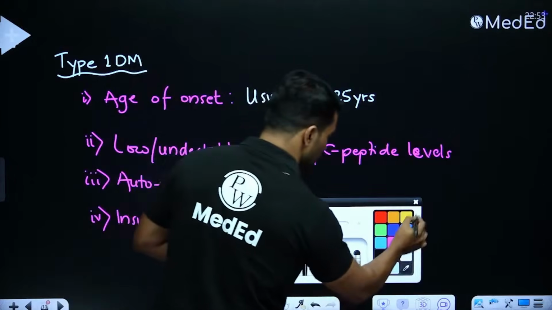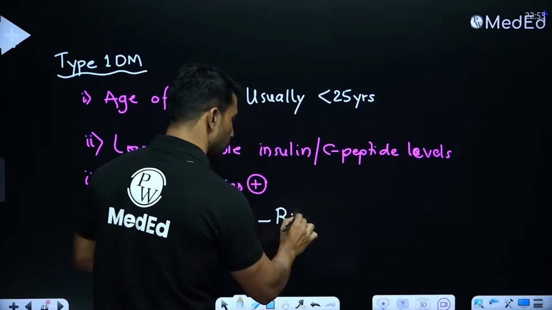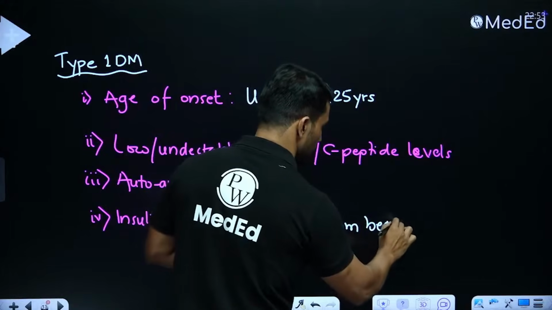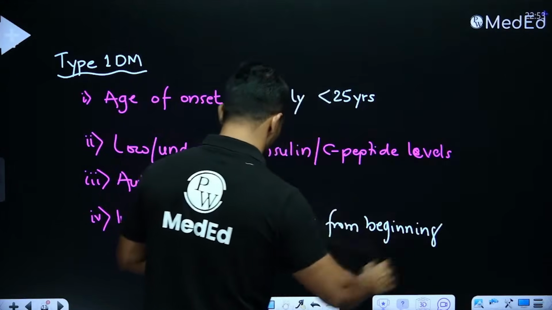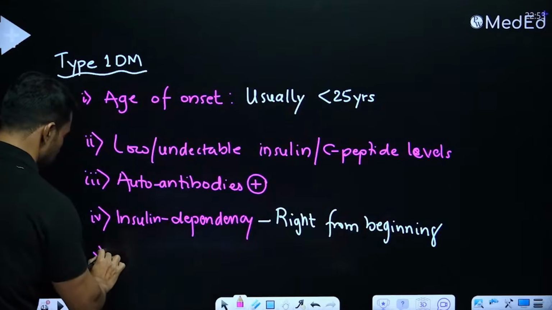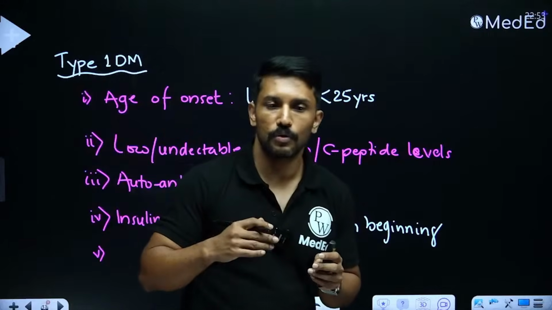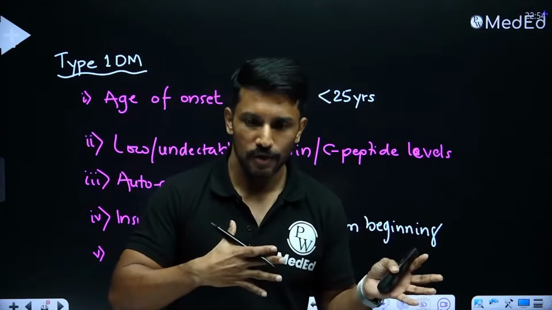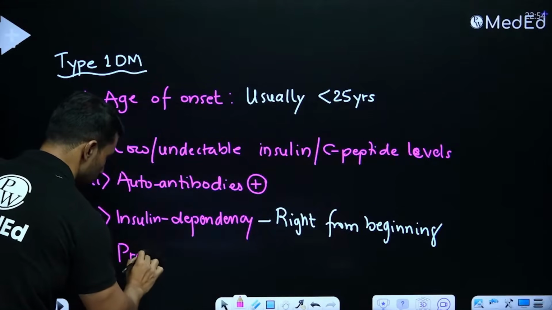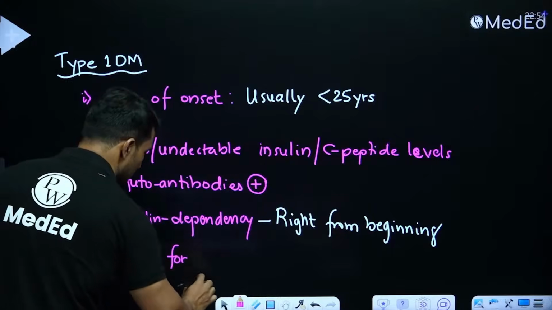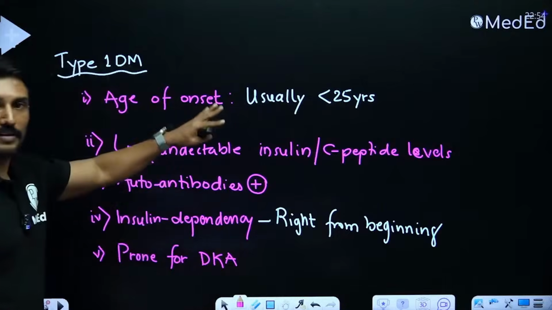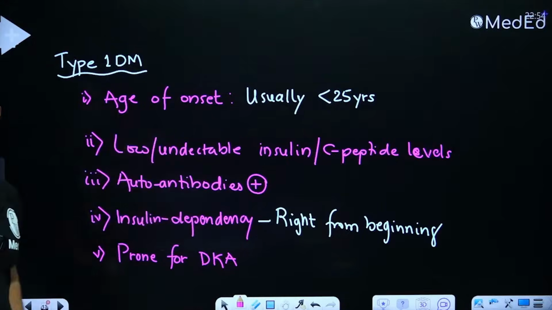Insulin dependency right from the beginning. And the fourth one, these patients, because they have absolute insulin deficiency, the cells will not be able to utilize the glucose. They switch into ketogenesis. So they are generally prone to ketosis, or what you call DKA. They are prone to diabetic ketoacidosis. These are the key points that we need to remember about type 1 diabetes mellitus.